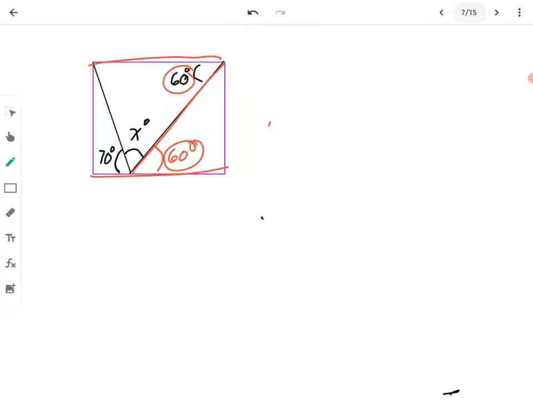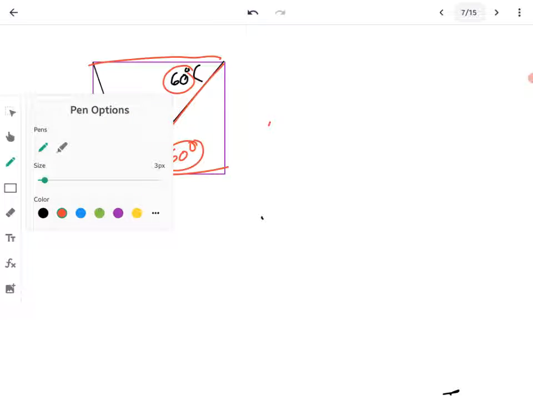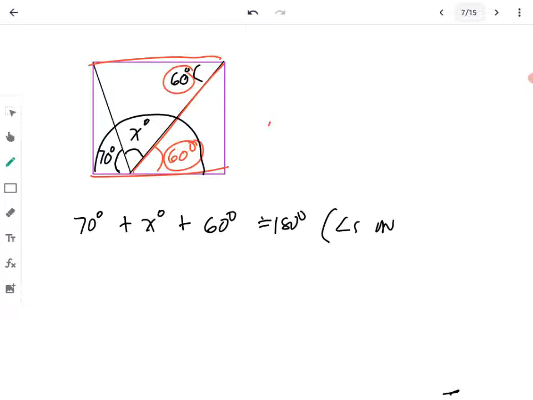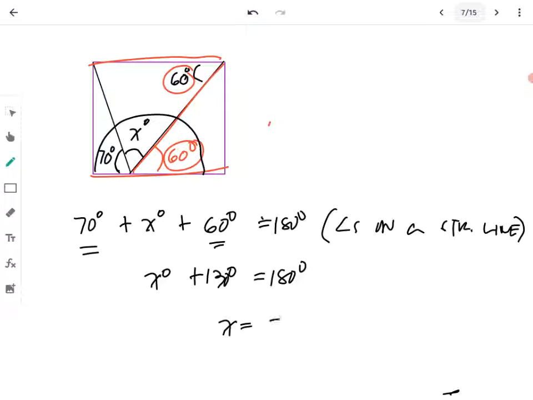Okay. So from there, we can use angles on a straight line and add all of them. So you have 70 degrees plus x degrees plus 60 degrees. They are all 180 degrees, the total of angles on a straight line. Okay, so from there, this is 130, and subtracting 130 from 180, you have x equals 50.